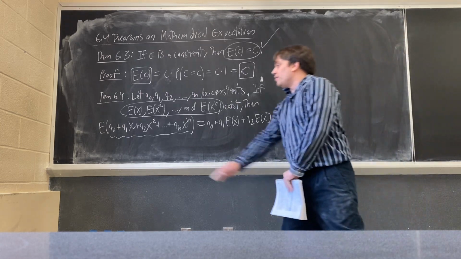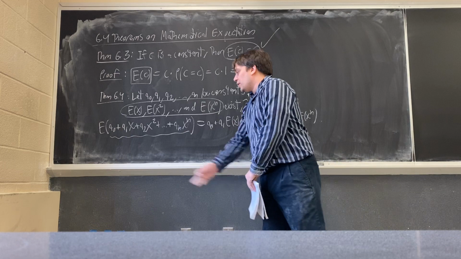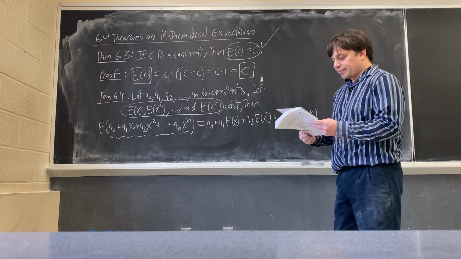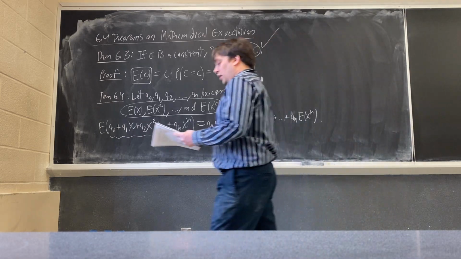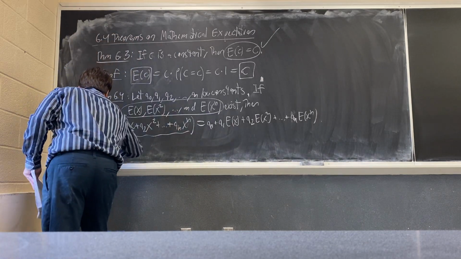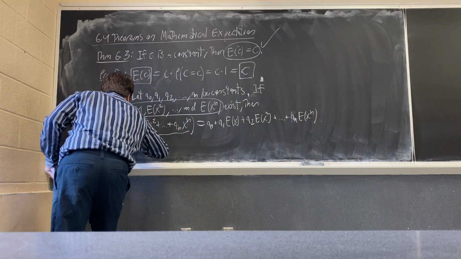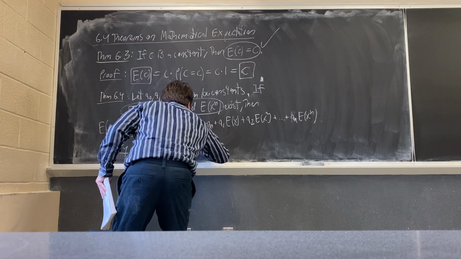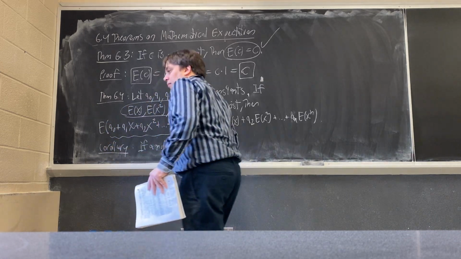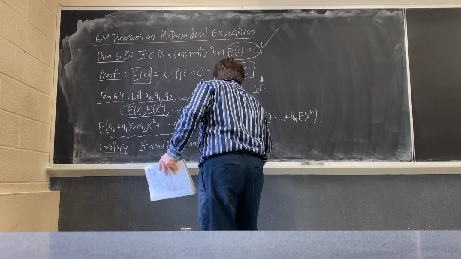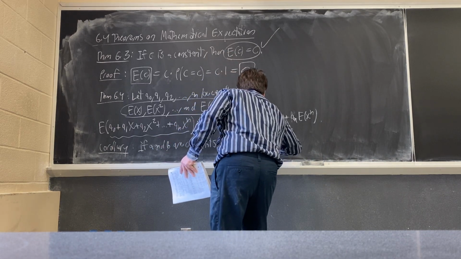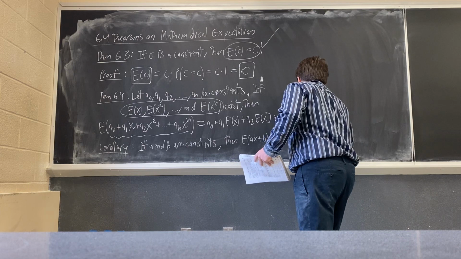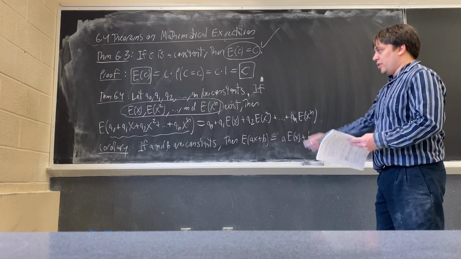Okay, so the expected value of this random variable, which looks like a polynomial, which is a polynomial, but E of that whole thing that I underlined is this. And now a corollary. If a and b are constants, then E of aX plus b is equal to a times E of X plus b. That's straight from Theorem 6.4.